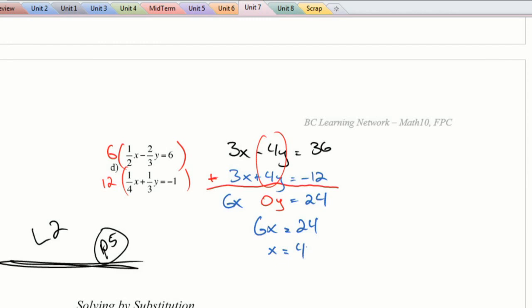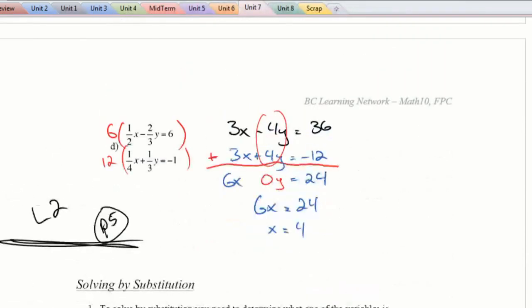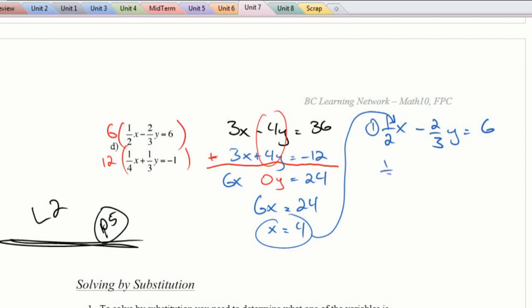And then I'm going to substitute that back in. It's asking for a solution, right? Yes, find a solution. All right, so I'm going to put x is 4 into my first equation here. I'd have 1/2 times x minus 2 over 3 y is 6. So I'm going to get 1/2 times 4 minus 2 over 3y is 6.